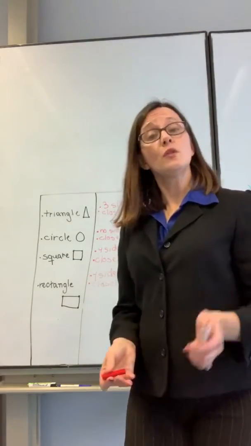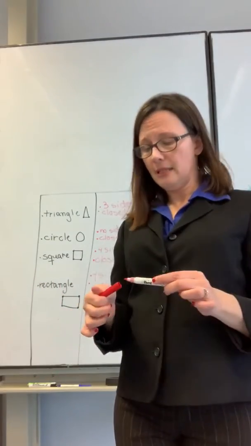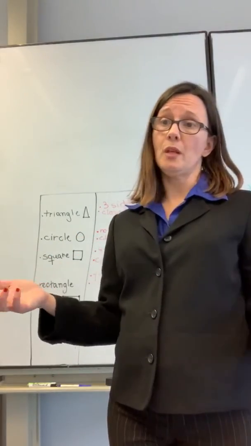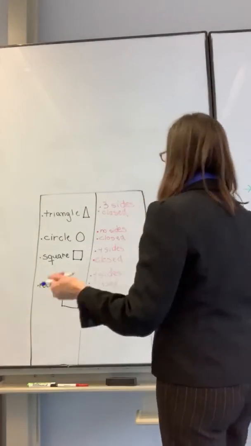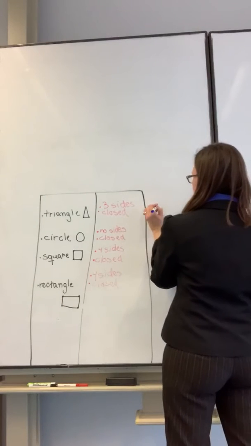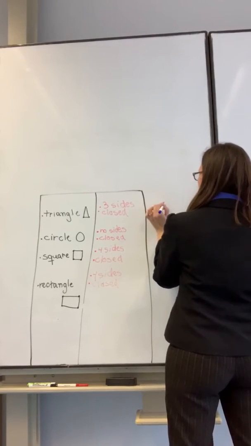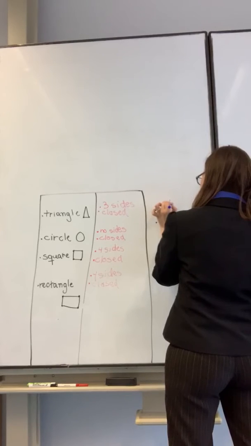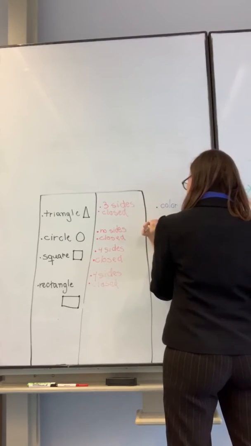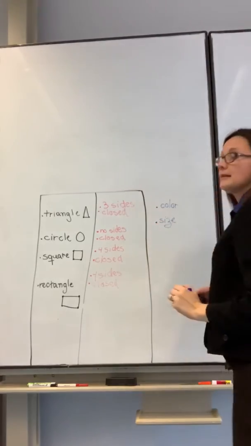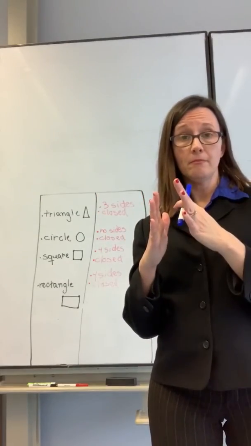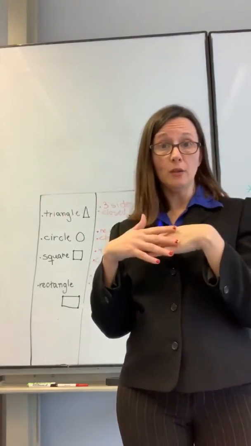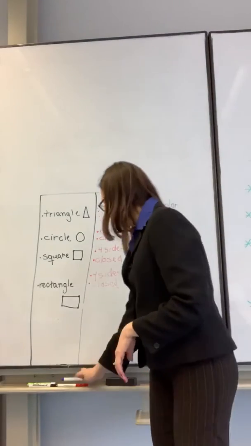Then you would ask the students to come and identify some non-defining attributes of the shape. So they could say, for all of them, it would be color, because the color can change, and size. Size can also change. A square can be big or small or medium. It can be red, blue, or yellow, right? So you could draw some examples for them.